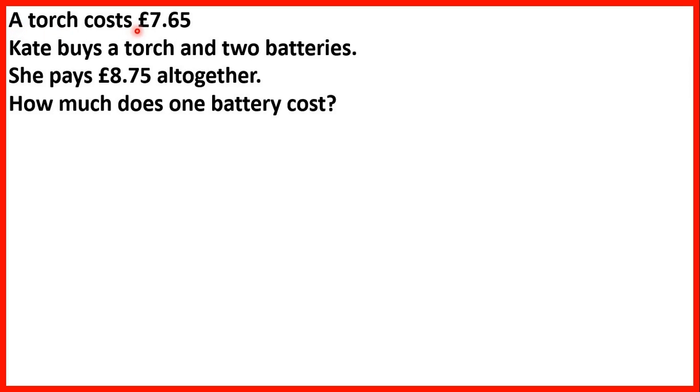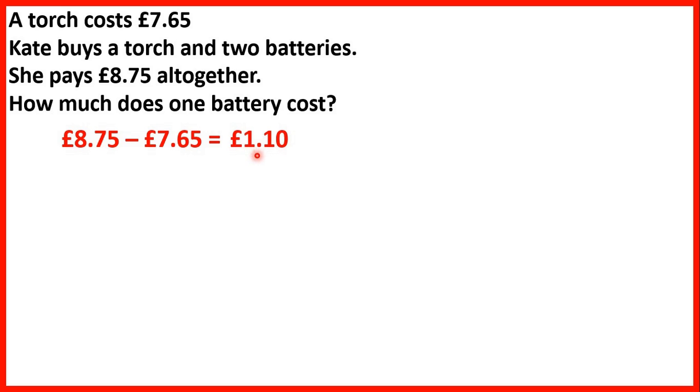A torch costs £7.65. Kate buys a torch and 2 batteries. She pays £8.75 altogether. How much does 1 battery cost? Well, first of all, let's work out how much money Kate spent on 2 batteries. We know that she paid £8.75, but £7.65 of that was for a torch. So if we subtract £7.65 from £8.75, that gives us £1.10.